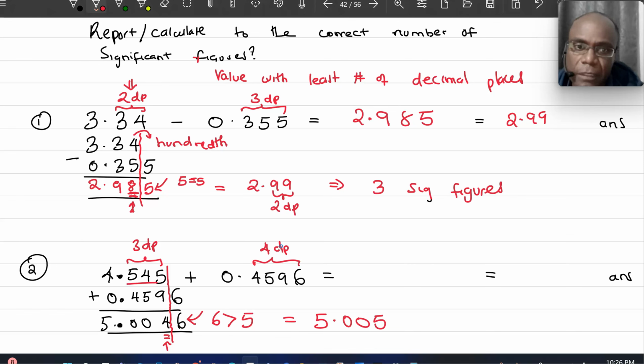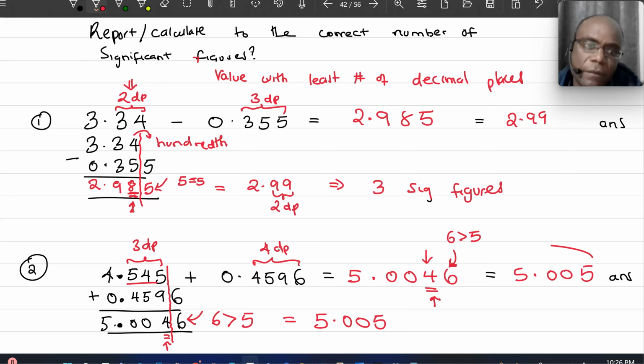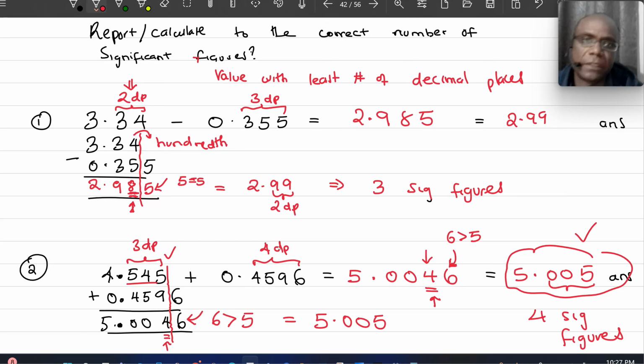So let's report our unrounded answer as 5.0046. Remember, it has to be adjusted to 3 decimal places. We looked at 6. 6 is greater than 5. So we're going to round up the 4 to the 5, and this will be the final correct answer, which is 4 significant figures but 3 decimal places, like this one. So that's how you do additions and subtractions.